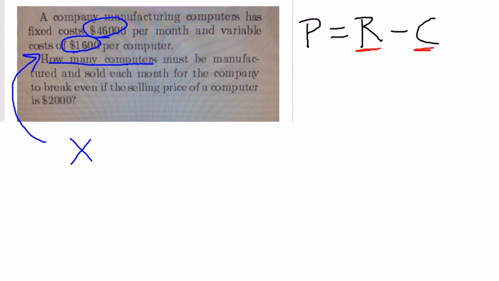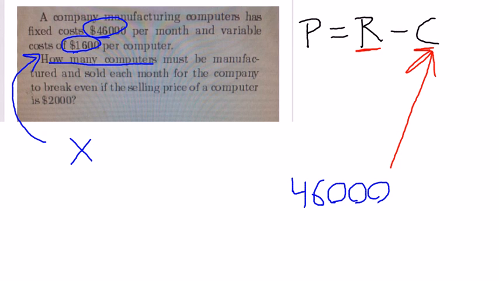So our costs, the money that we have to pay out, is going to be $46,000. We know we're going to have to spend that. That's fixed. And we're also going to have to spend a little bit per computer. If we sell one computer, we're going to have to spend $1,600. If we sell two, 2 times $1,600. If we sell three, 3 times $1,600. So we'll just do 1,600 times the number of computers we sell, which is x. So that's our cost per month.